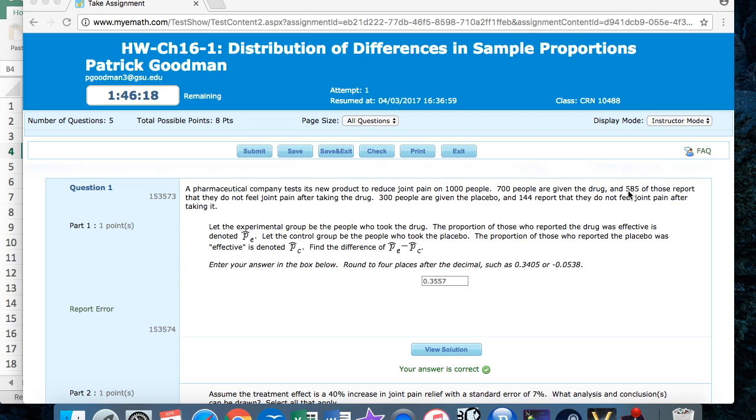So for my caveman definition of probability, it's what I wanted, right? The 585 divided by 700. That'll be my p-hat 1. Okay, so let's keep reading on.